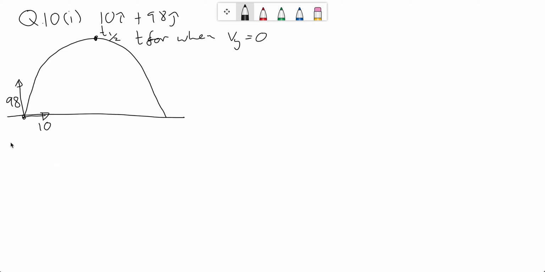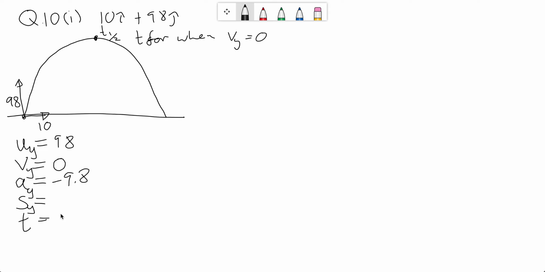Okay, so u, v, a, s, and t. So let's show them in. Again, it's only the y bits I'm interested in. So the u in the y is 98. The final velocity is 0 because it gets to the top. Acceleration is always 9.8. And the distance I'm not interested in, the time I am, that's the time to go halfway. And that is the question. That's what we're looking for.